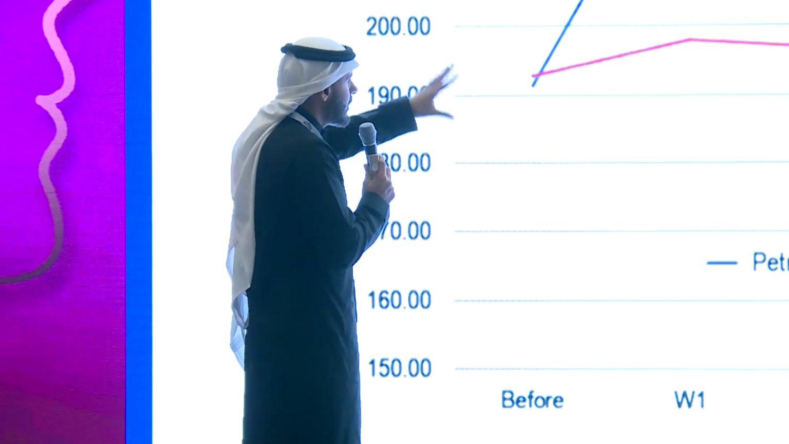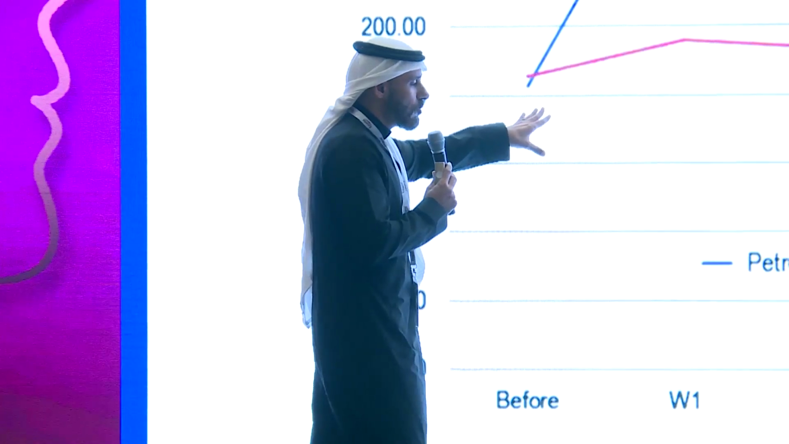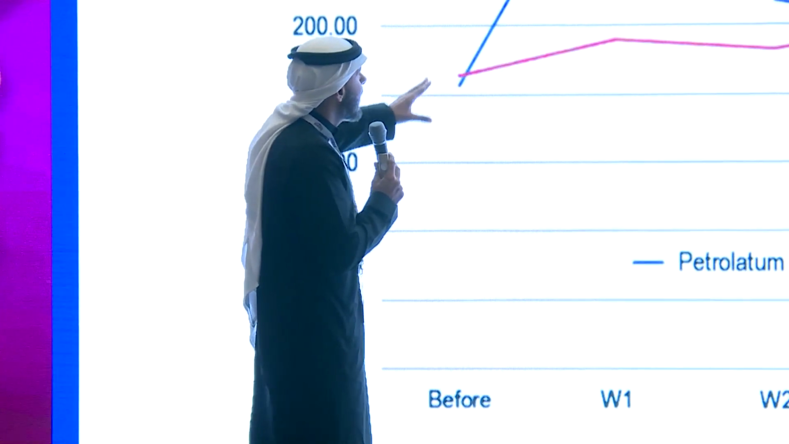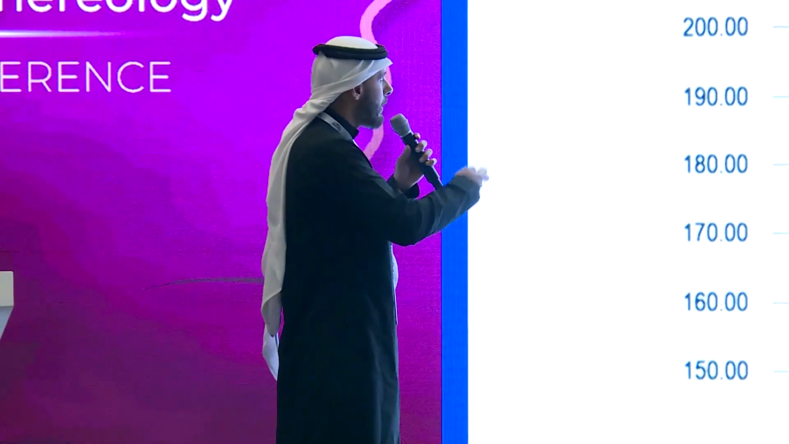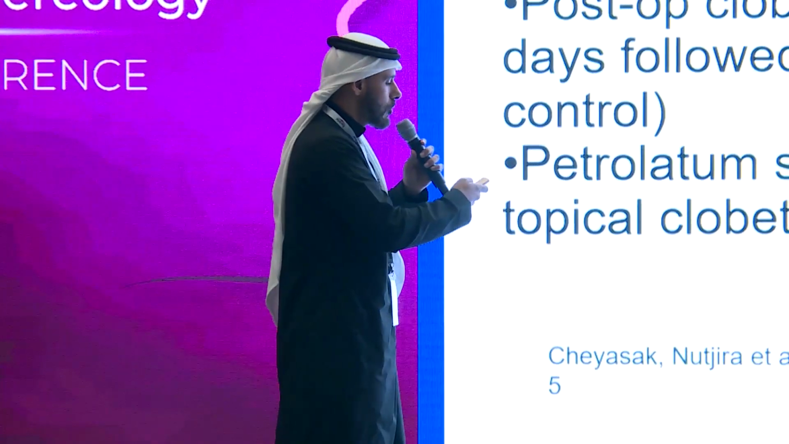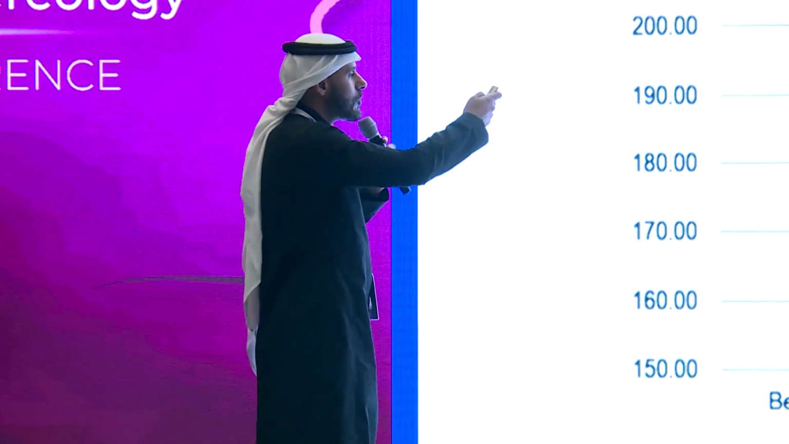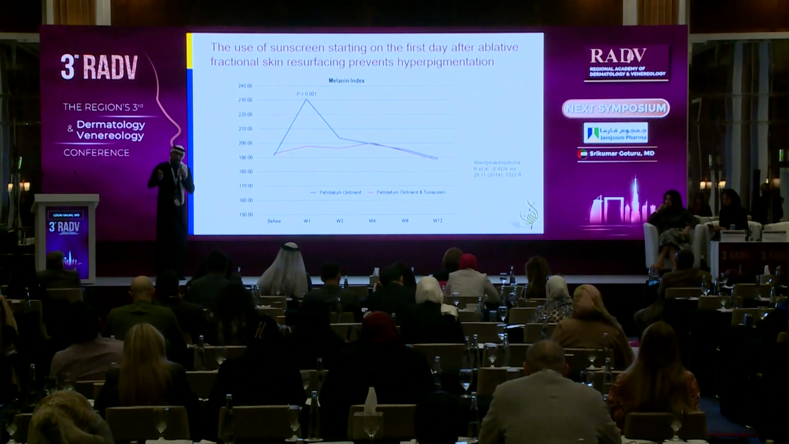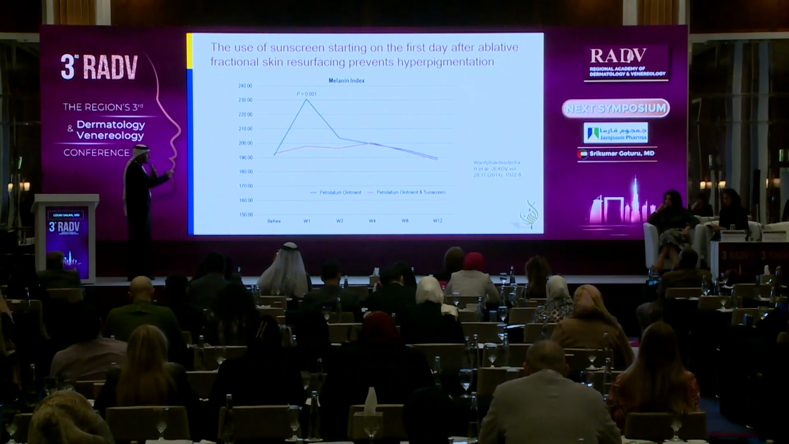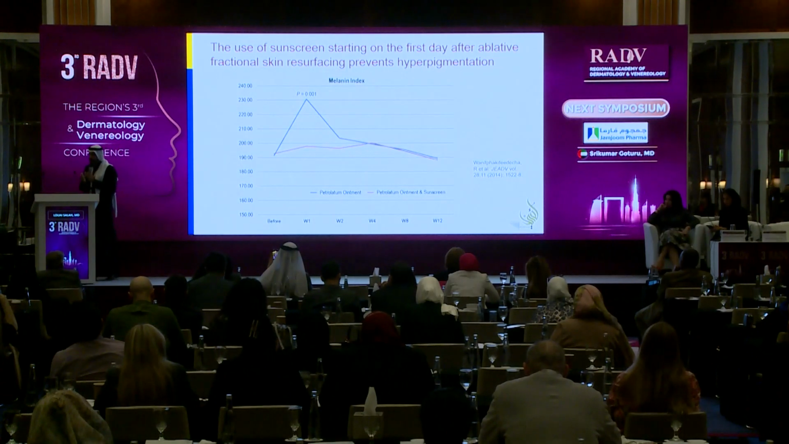In this study, they compared petrolatum, which is Vaseline, with sunscreen, and they looked at the melanin index. We can see that the melanin index shoots up in the first week. So you have a higher chance of getting pigmentation after laser in the first week, and then it goes down in the second week, third week. But if you want to stress sunscreen, say please use it before laser and at least 4 weeks after laser, according to this study.